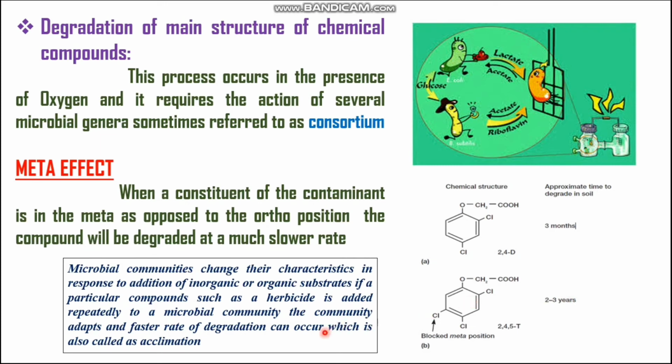And the final thing we have to discuss is that microbial communities change their characteristics in response to the addition of inorganic or organic substrates. If a particular compound such as a herbicide is added repeatedly to a microbial community, the community adapts and a faster rate of degradation can occur, which is also called acclimation. So if we are adding the inorganic or organic substrate on which the microbe must act, that is the contaminant, then the microbes may provide a heightened effect in the bioremediation process. So that's all about the second stage of bioremediation.